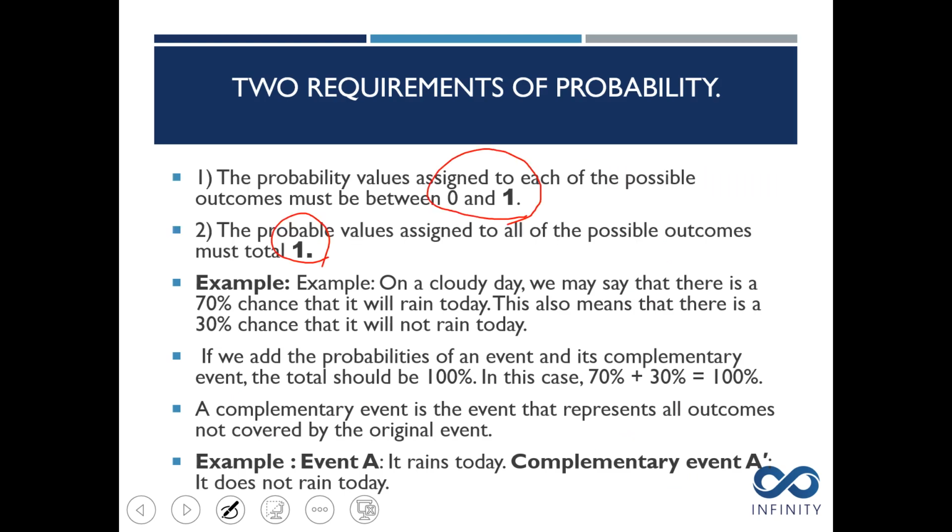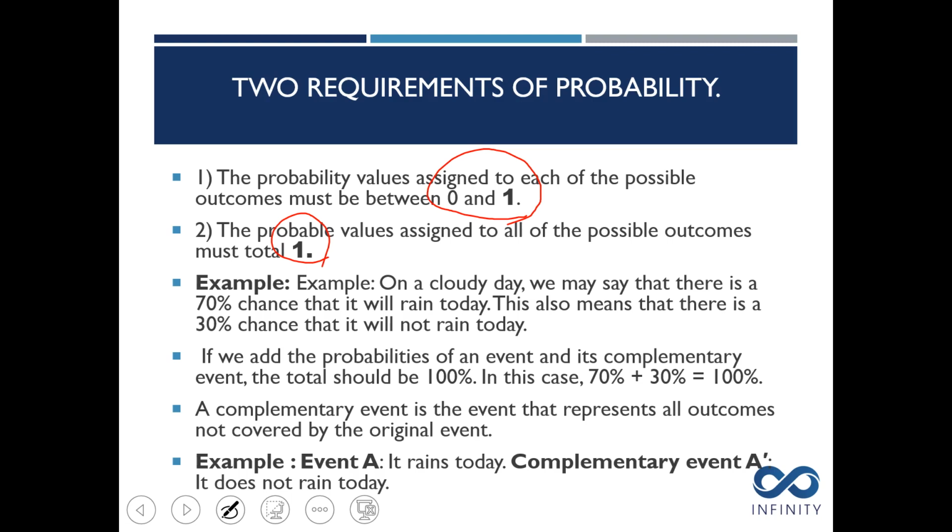The two requirements of probability. First, the probability values assigned to each of the probable outcomes must be between 0 and 1. This we discussed already. As we said, 0 means the event will not occur, and 1 means it is certain that the event is going to occur. The second requirement is that the probabilities of all assigned values have to total to 1.